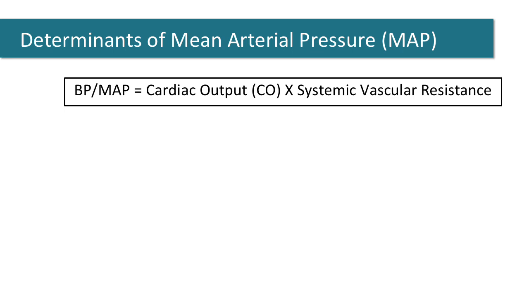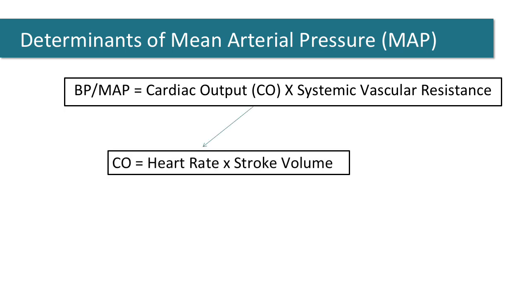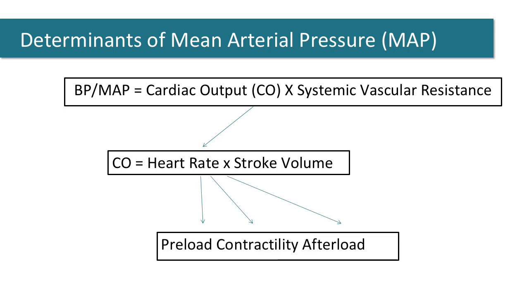Let's quickly review what the determinants of mean arterial pressure are. Blood pressure, or mean arterial pressure, is determined by your cardiac output and your systemic vascular resistance. Your cardiac output is further determined both by your heart rate and your stroke volume, which are affected by your preload, your contractility, and your afterload.